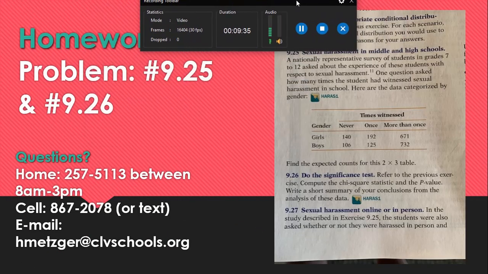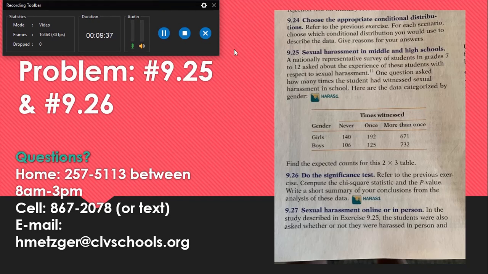This is where we'll stop today. We have 2 homework problems, 9.25 and 9.26. I did attach them in case you don't have a book at home. It looks like I have data to send you here, or if you feel comfortable just entering the data in yourself, you can do that.